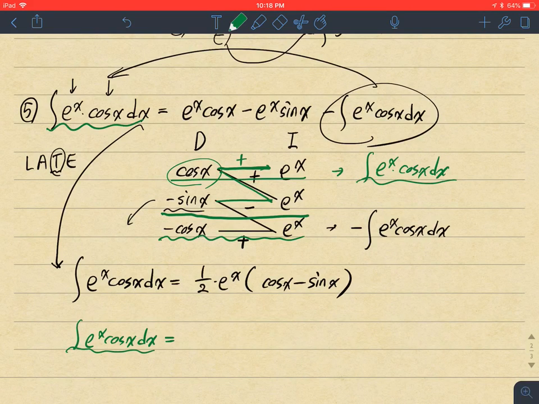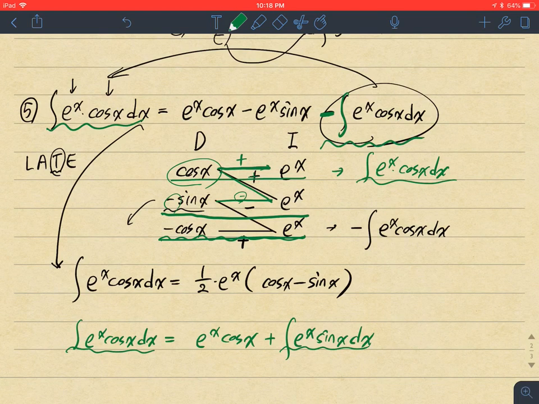And what does it become? It becomes e to the x cosine x, and it was plus and minus. Minus becomes plus e to the x sine x dx. It doesn't mean anything either because we don't know what it is. So that's why I stopped here, to get the minus of what we want. So if you have minus of what we want on the right side and what we want on the left side, you can get what you want, right? So you can just move this to the left side and get what you want.